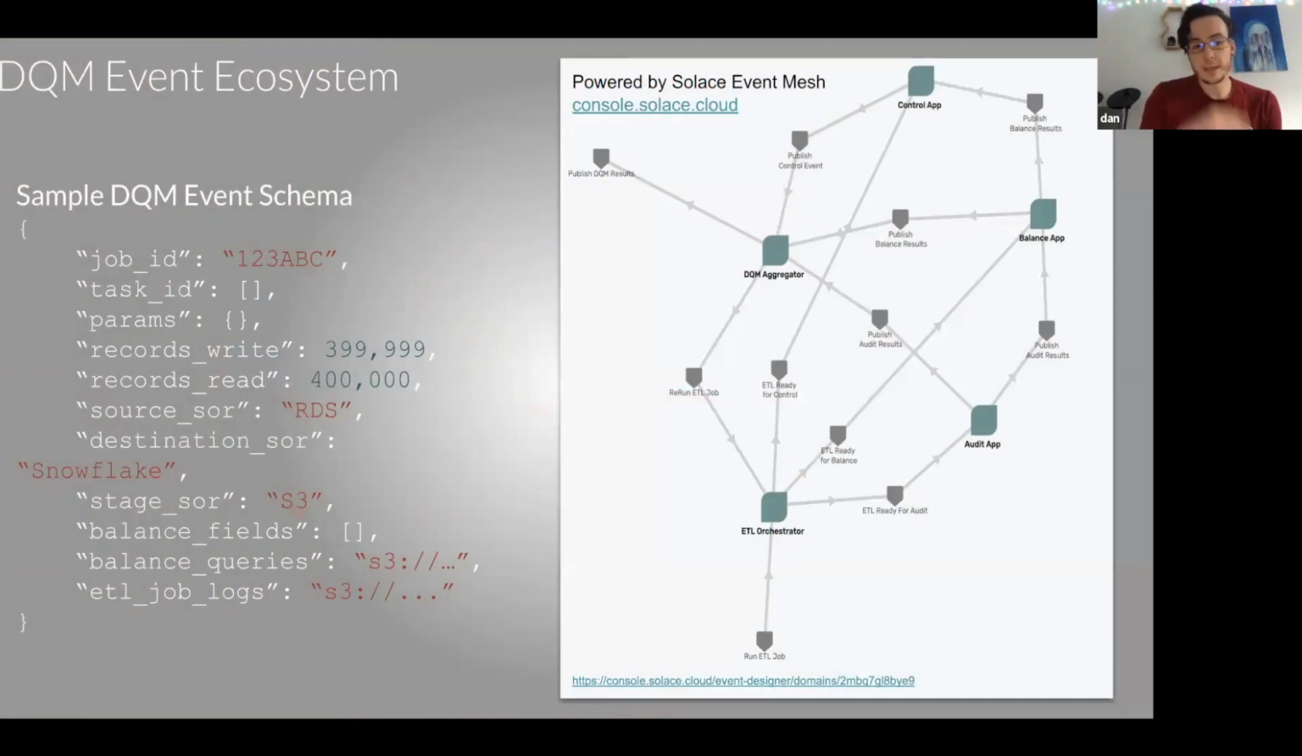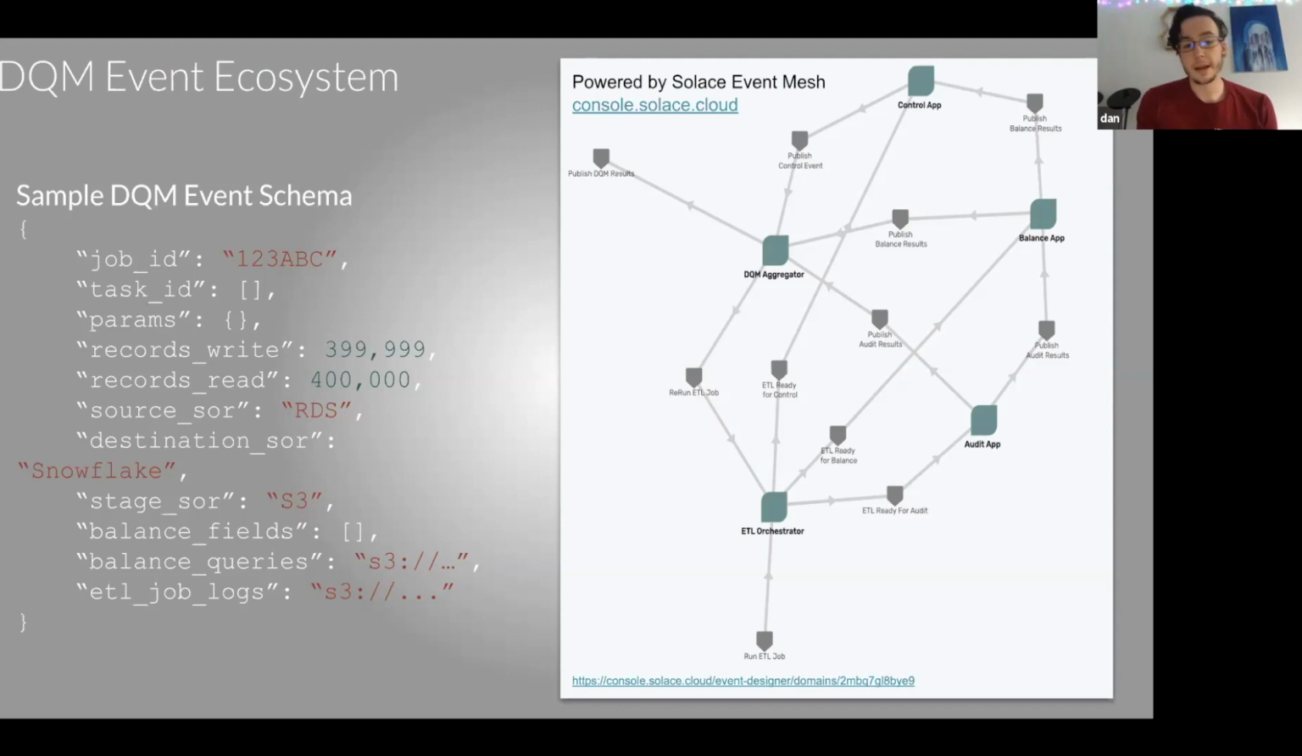So this is kind of what a sample event would look like. Again, this is all pretty open-ended because it really depends heavily on the system you're trying to impart data quality on. But this is a sample that takes all the different topics I've talked about and puts them in the same event. Notice you have a job ID, an array of task IDs, a mapping of parameters, the number of records written and the number of records read.